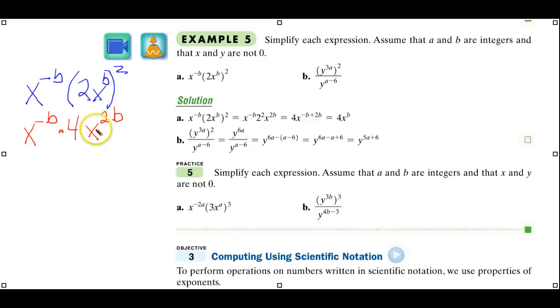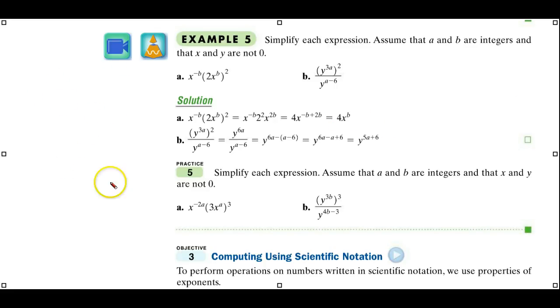Yes. So now we have the same bases here. We have a -b and a 2b, so we just subtract now, and we're going to get 4x to the b as our answer. Little tricky, but following the rules.